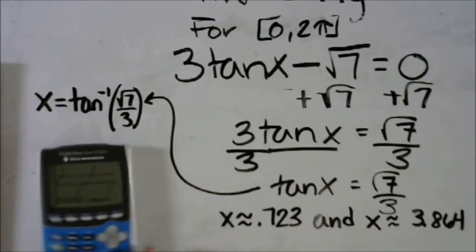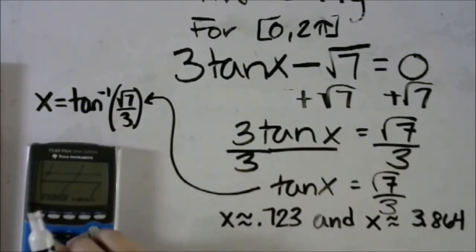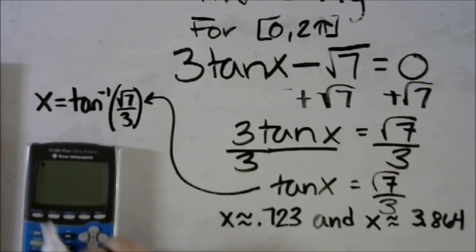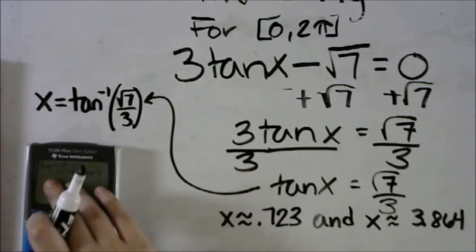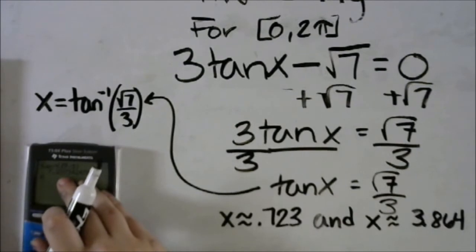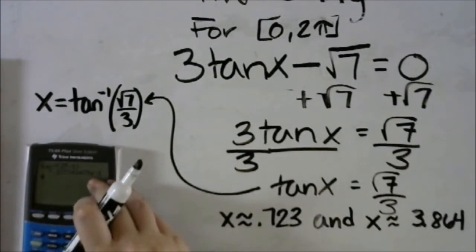Typing this into my calculator, I get inverse tangent of radical 7 over 3. Reading this solution, I can see that it's 7.227, which is what I have for my calculator, except it's e to the negative 1.